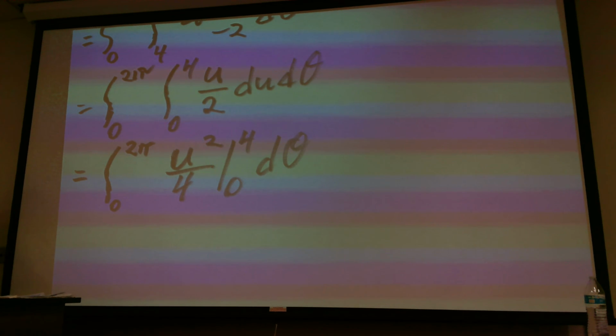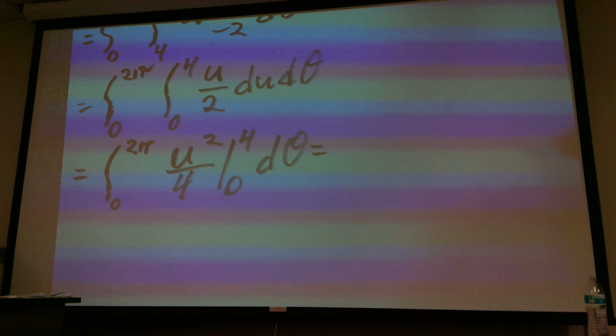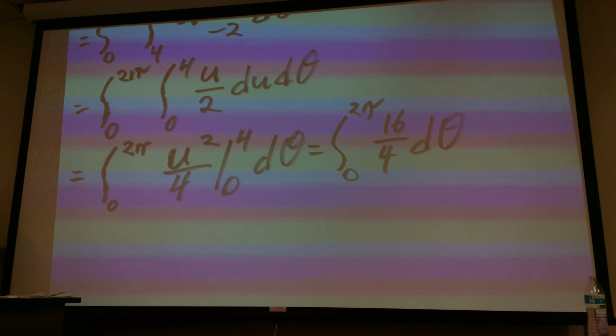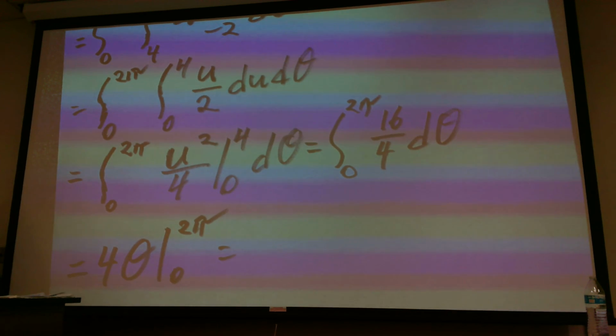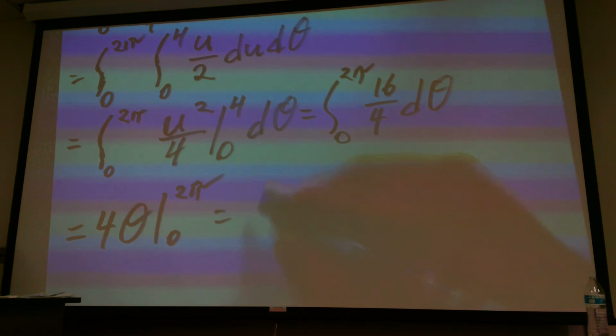Now if we plug in 0 into this, it's just 0. But 4 squared is 16. So this becomes the integral from 0 to 2 pi of 16 divided by 4, an integral with respect to theta. And 16 divided by 4 is just 4. So this becomes 4 theta evaluated at 0 and at 2 pi. Now if we plug in 2 pi, we don't care about the 0 once again, we get 8 pi.